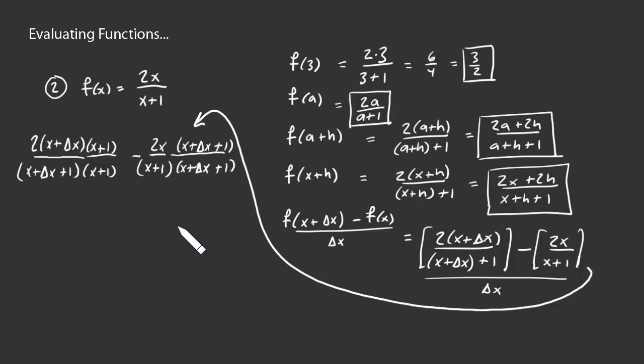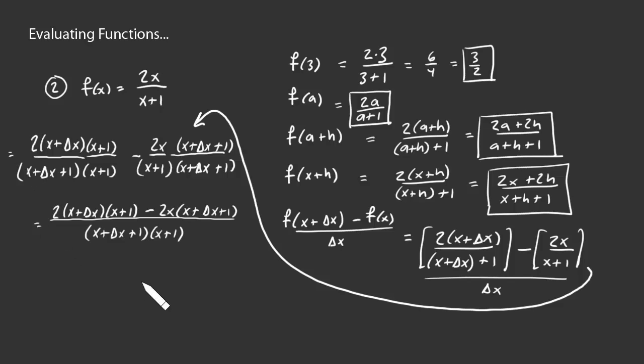Now we've got common denominators, so now we can put those two things together. We've got a 2 times x plus delta x times x plus 1 from here, minus a 2x times x plus delta x plus 1 from here, all of that over the common x plus delta x plus 1 times x plus 1. Okay?